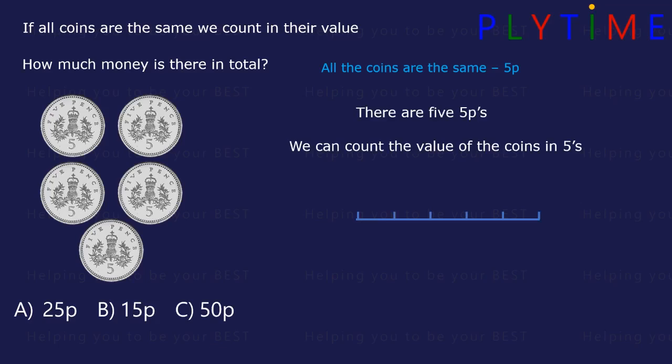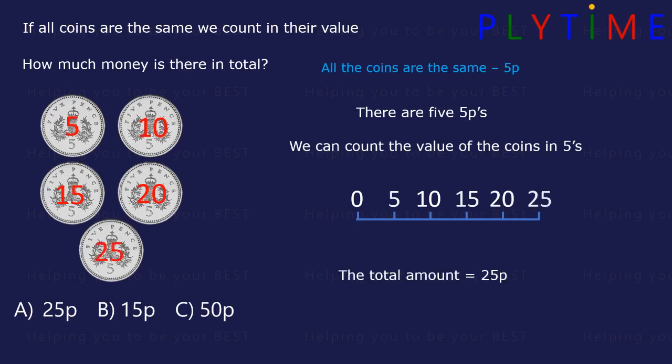We can count the value of the coins in fives, starting at 0, 5, 10, 15, 20, 25. The total amount is 25 pence. So the answer is A, 25p.